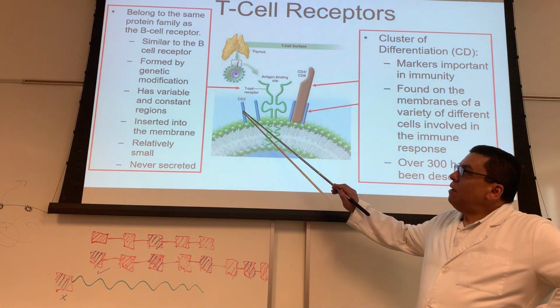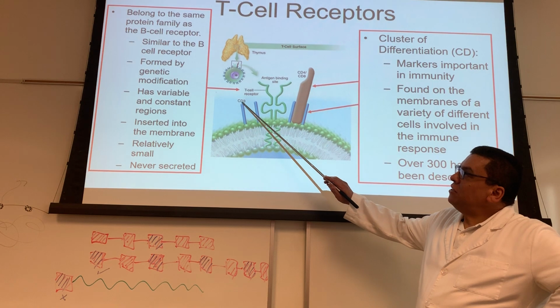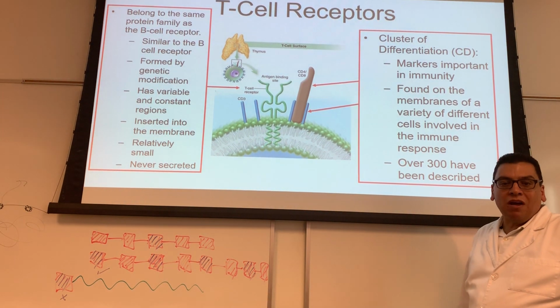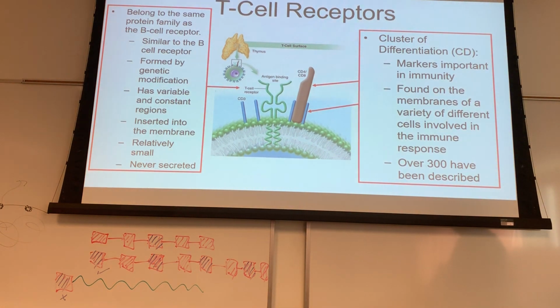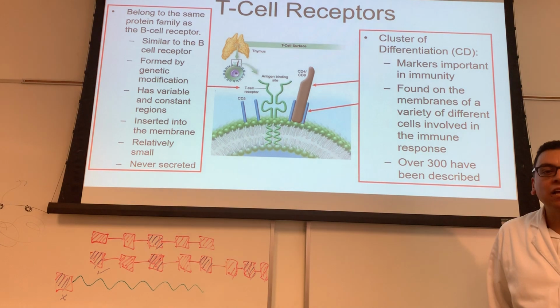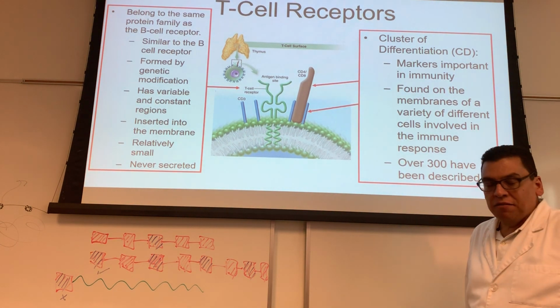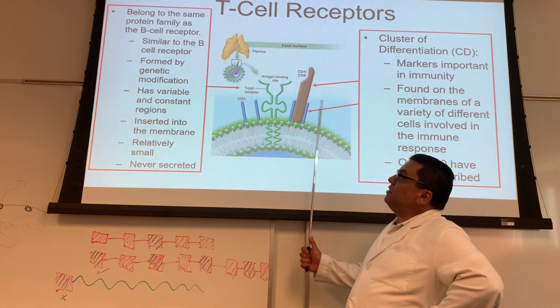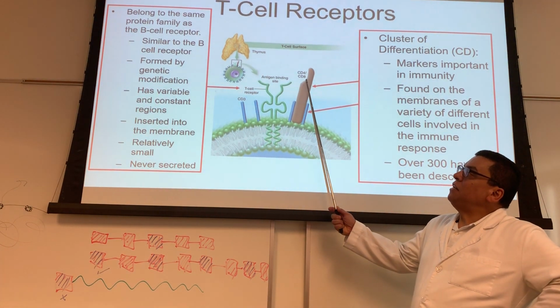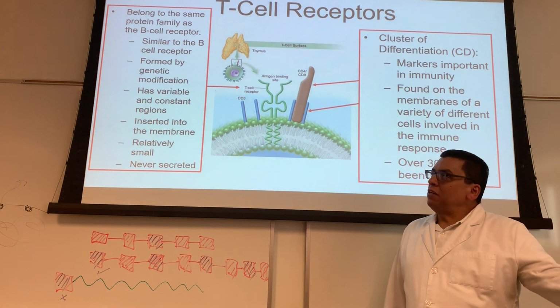But it has other receptors called the cluster of differentiation, CD. You may have heard of these receptors before, and you did when we talked about HIV. We said HIV attacks the CD4 cells, right? T cells that have CD4. So you have T cells that have CD4, you have T cells that have CD8, a whole bunch of CDs, hundreds of them.